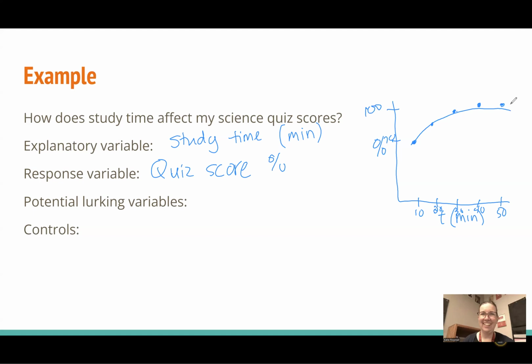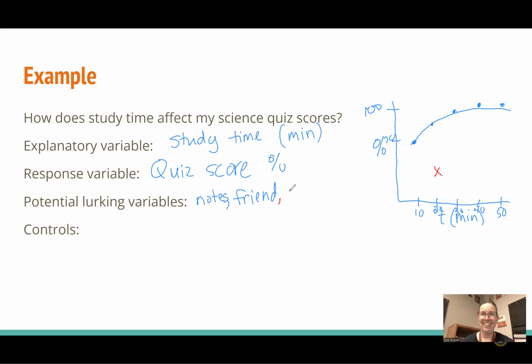Now, are there lurking variables here? Absolutely. Because what if your quiz score had nothing to do with how much time you studied, but maybe it had to do with how good your notes were? Maybe it had to do with how things are going with your friends. Maybe you had an argument with a friend and you're just thinking about that and you had trouble concentrating. And so maybe one of these days your quiz score is down there. Hopefully that wouldn't happen, but you never know.